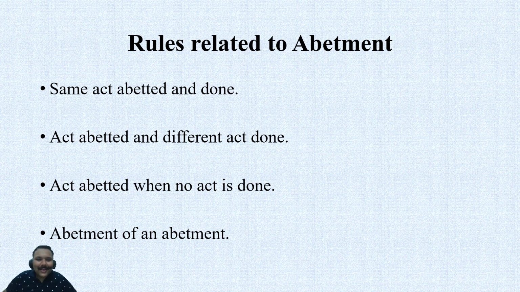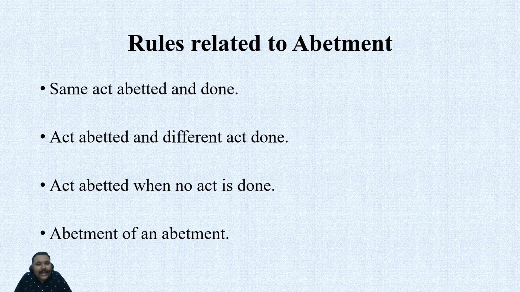Okay. Third, obviously, act abated and when no act is done. If I abet an act but he did not do any act, then obviously still my liability will be there, but liability will be lesser. I will not be held liable for the entire liability that it would have been. I abetted someone for murder, he did not commit murder, did no harm, so in that case my liability will not be life imprisonment, it will be much lesser.